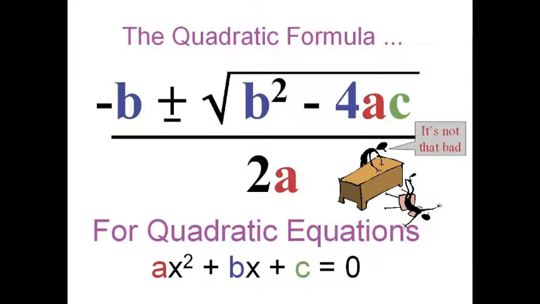Notice how A is with the x squared term, B is with the x term, and C is without an x term at all. An easy way to remember the quadratic formula is to say it to the tune of Pop Goes the Weasel. Here's how it goes. X equals negative b plus or minus the square root of b squared minus 4ac all over 2a.